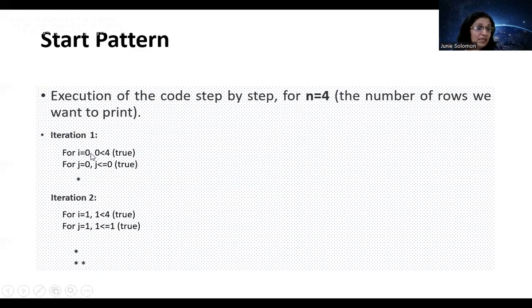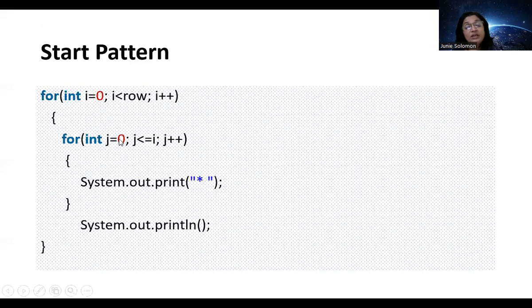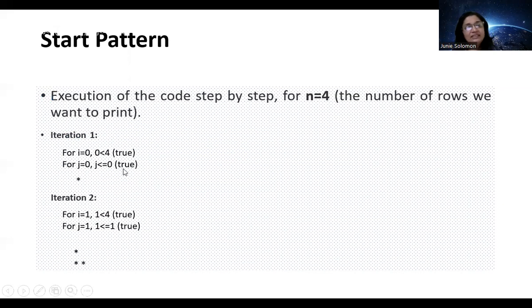So when i is equal to 0, 0 less than 4 is first. I will check, it is true. Then it comes to the next step, j. You can see here, the next will be j. So what is the j value? It starts with 0, and j is also less than or equal to 0. So what happens is, only one time it will execute the step.